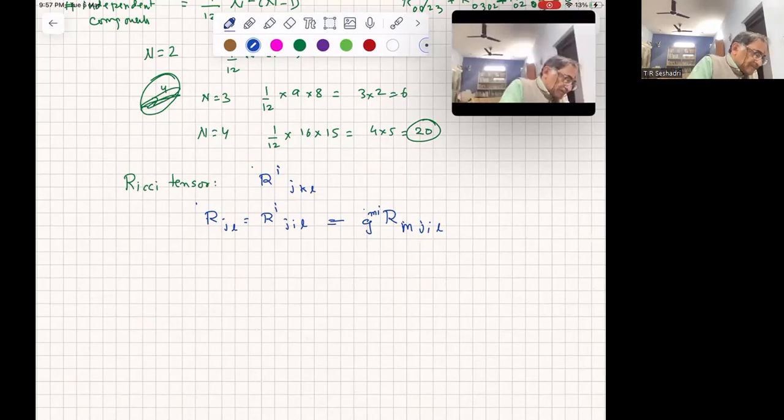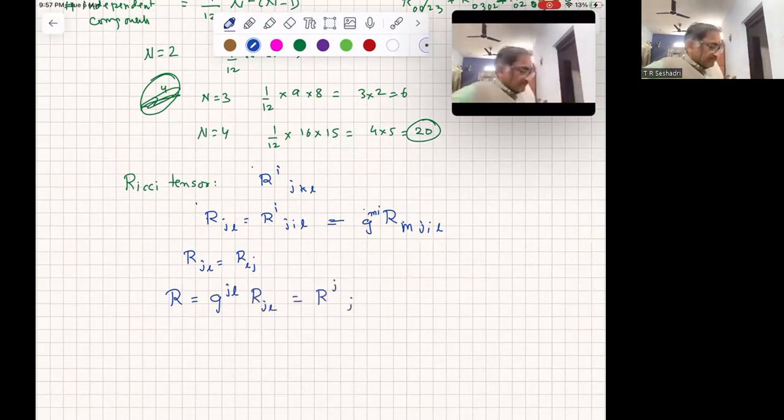Now, the property of the Ricci tensor is that it is symmetric: R_JL is equal to R_LJ. And then I can define one more quantity called the curvature scalar, which is equal to G^JL R_JL, which is equal to R^J_J. Let me tell you the significance of this.